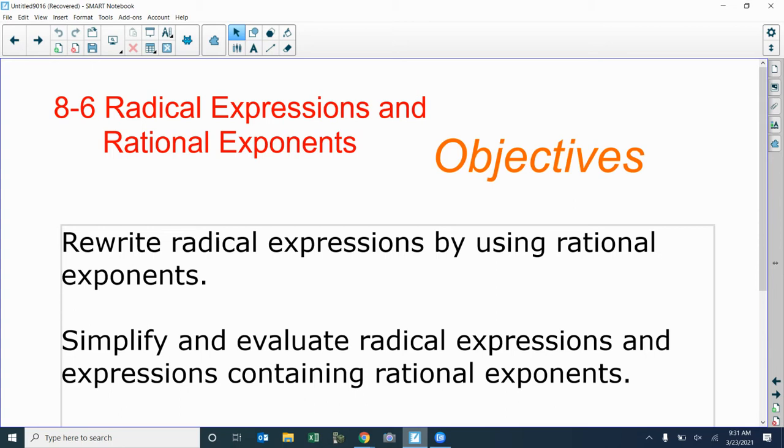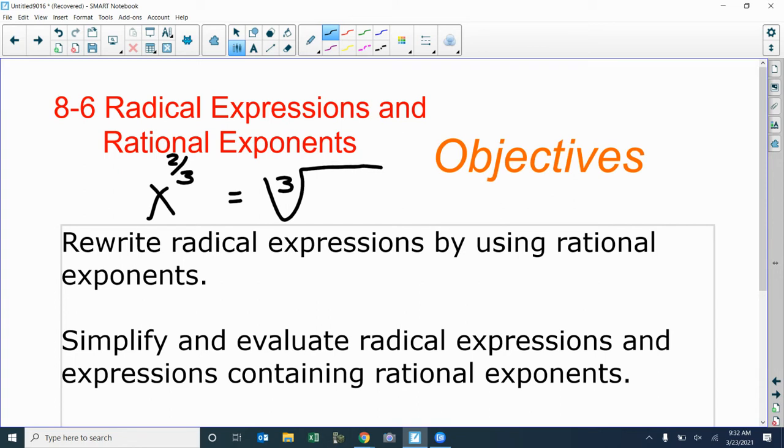So what does that look like? That would look like x to the 2/3 power. We haven't had many of those. The exponent is a fraction: x to the 2/3 power. We could write that as the cube root of x squared. So we're going to go back and forth between writing it as a fractional exponent and writing it as a radical.